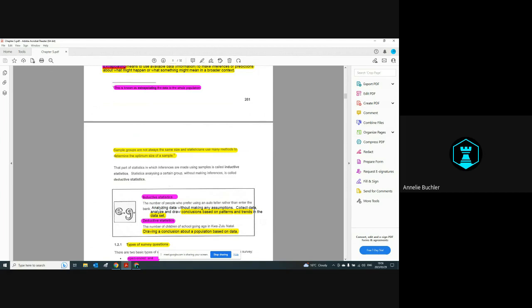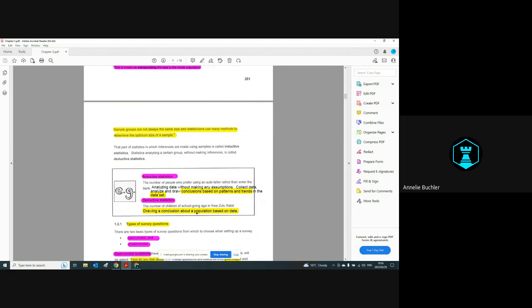I also made additional notes here. Inductive statistics is analyzing data without making any assumptions. You collect the data, analyze the data, and then you draw conclusions based on patterns and trends in the data set. Okay. Deductive statistics is you draw a conclusion from the data about a population based on the data. So I also highlighted it for you in pink. Just know the terms: inductive, deductive.